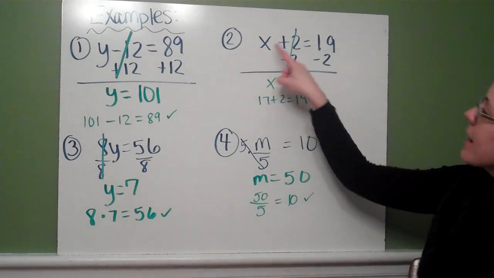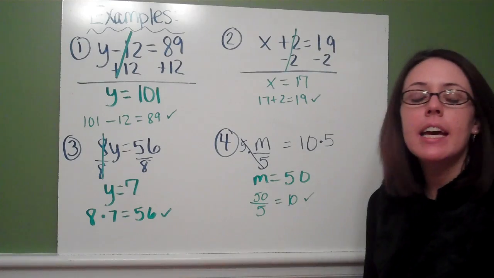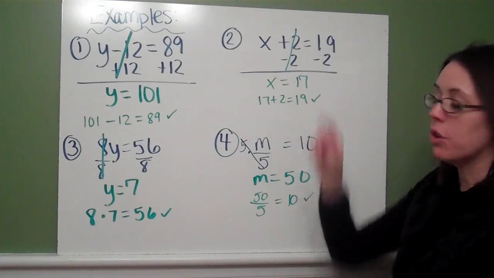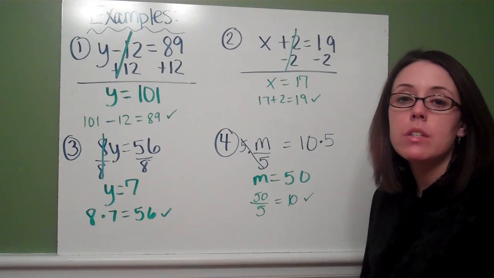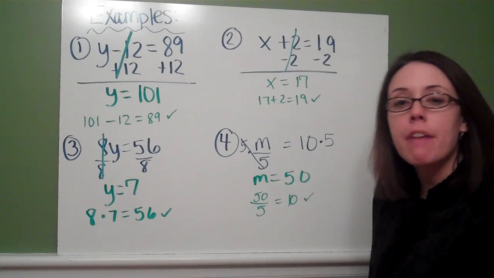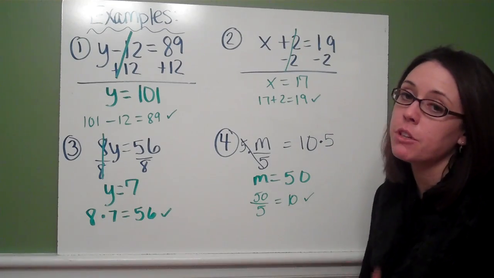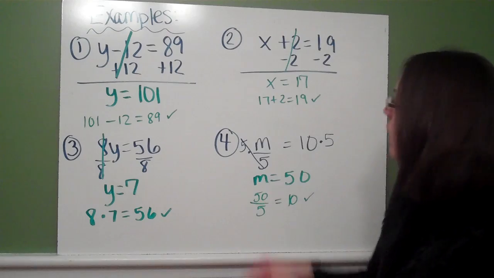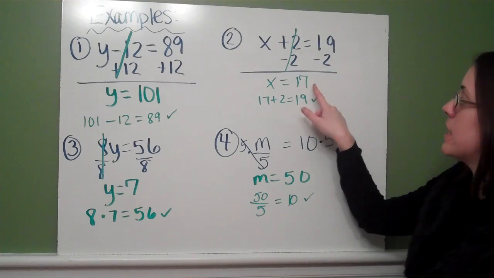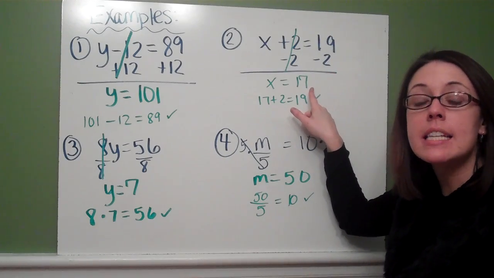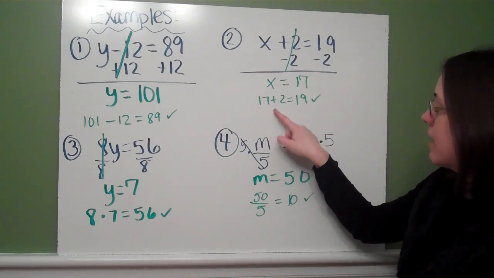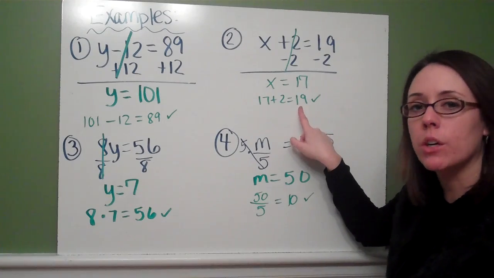Example number 2. X plus 2 equals 19. Again, our job is to get the variable by itself. How do we do that? Well, we have a plus 2. To get rid of a plus 2, we're going to use the inverse operation of subtraction. So we're going to subtract 2 from both sides, because our golden rule of algebra says if you do it to one, you have to do it to the other. So your 2's cancel and you're left with x on this side, and 19 minus 2 is 17. Your answer or solution is x equals 17. Let's check ourselves. 17 plus 2 is equal to 19. We are correct.